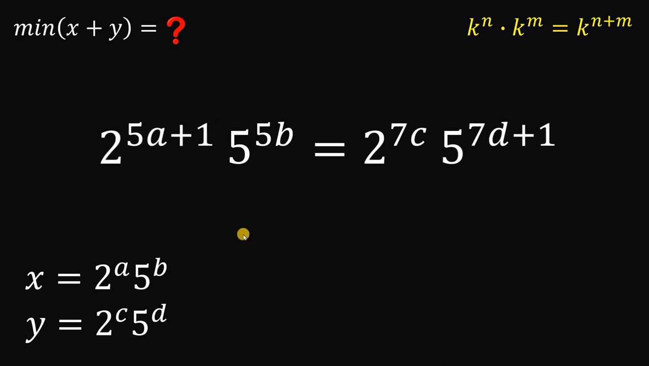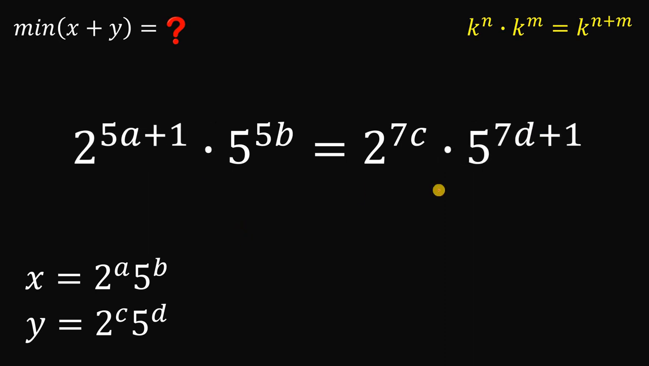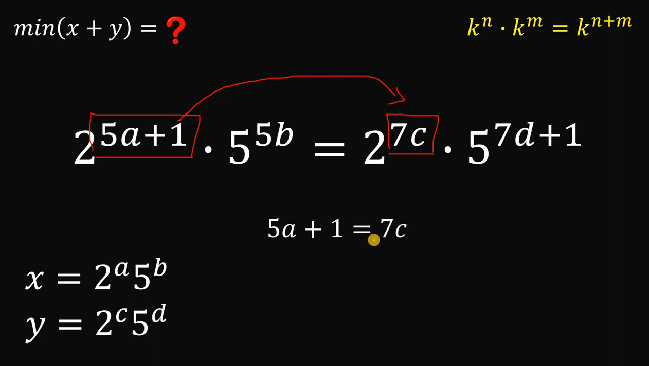Alright, so let's focus on this product. Since they are equal, their exponents must be equal. It follows that by comparison, we can say that 5a plus 1 must be equal to the exponent of 2 on the right-hand side, which is 7c. So, we can say that 5a plus 1 equals 7c.